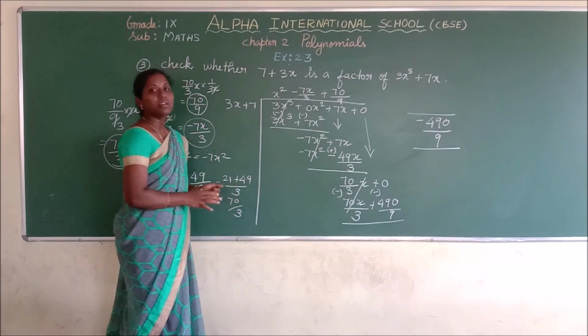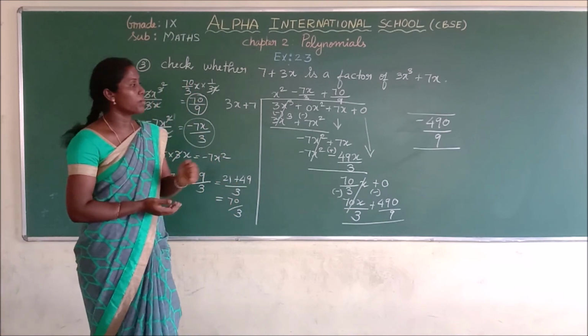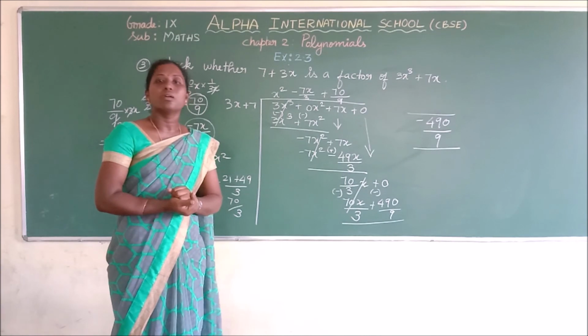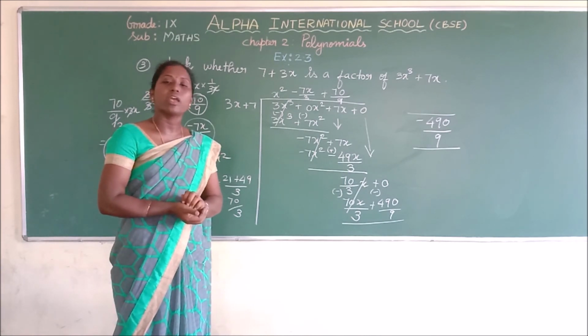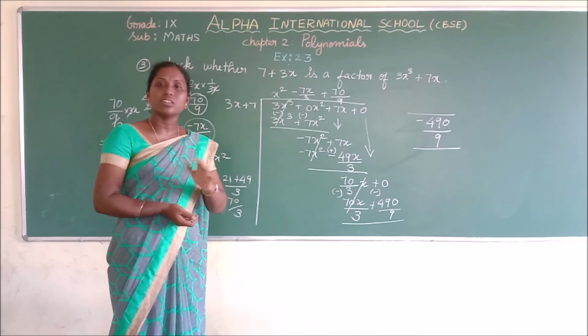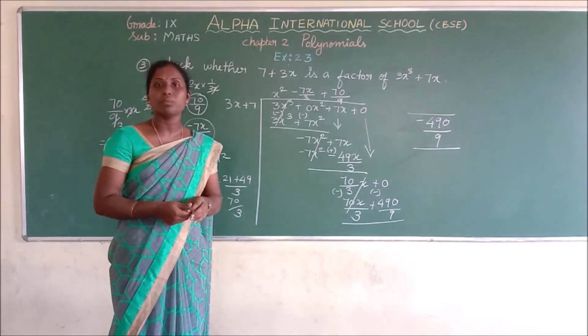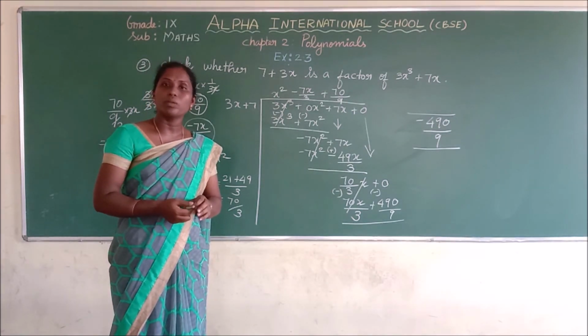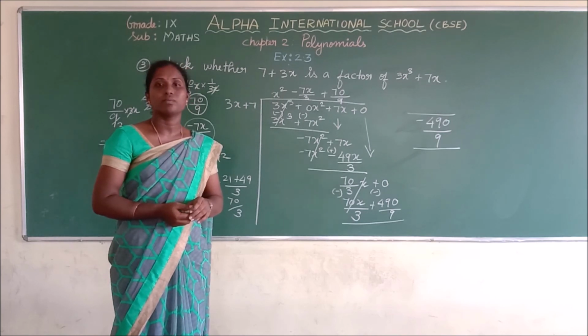Okay children, based on this exercise problem, we completed our exercise 2.3 based on the remainder theorem, and we have used the division method to find the quotient and remainder. Based on this method, you will be getting your assignment PDF. Do the problems on the division method. Thank you children.